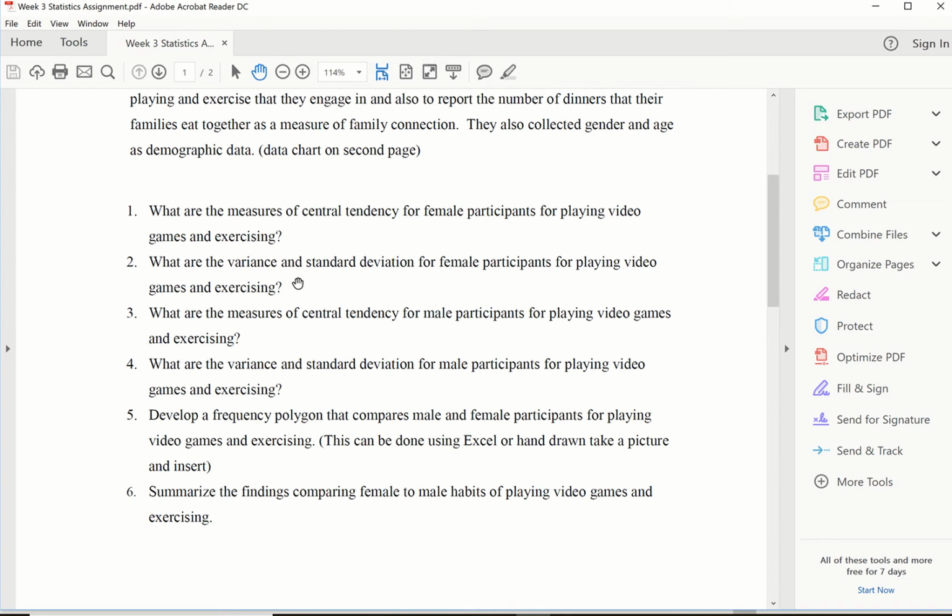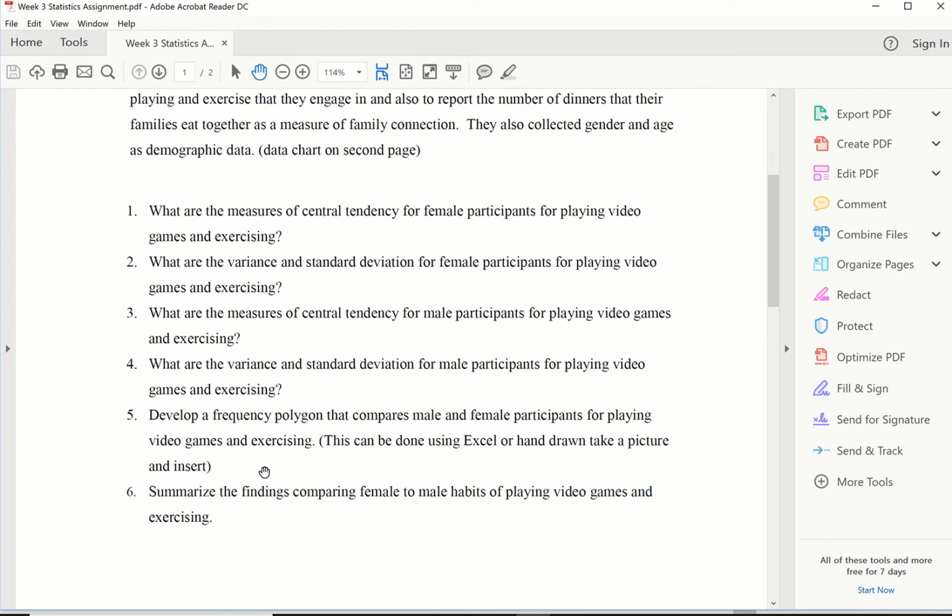And then you're also going to be looking for the variance and standard deviation. In your textbook, that starts on page 489. It will give you variance, and then variance is used to find standard deviation. So that takes you from 489 to 490. Okay, so you'll use that for the male participants and for the female participants.